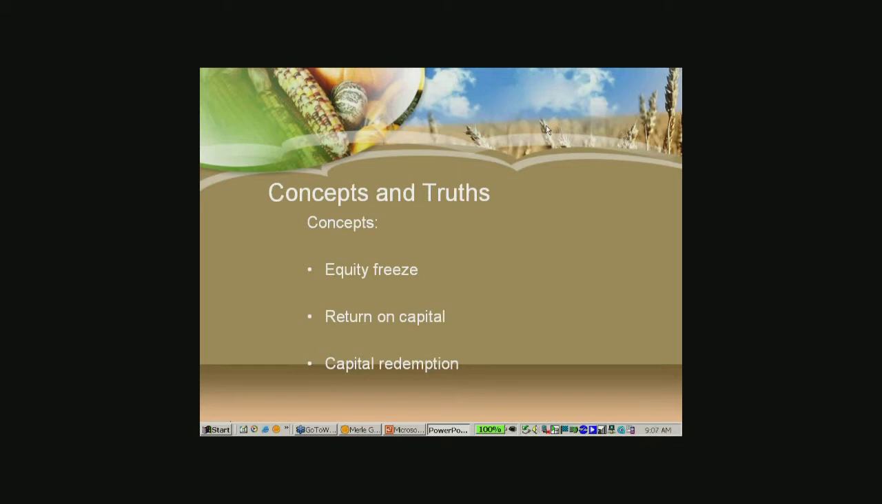On these concepts, I want to get around a couple of points I think are really, really important to look at when you do succession planning, and that is an equity freeze, return on capital, and capital redemption. An equity freeze is where we look at the business and decide whether or not the equity that the parents have accumulated during their lifetime, we freeze that equity and then transfer the continuing equity on to the next generation. Usually this is done in a corporation.